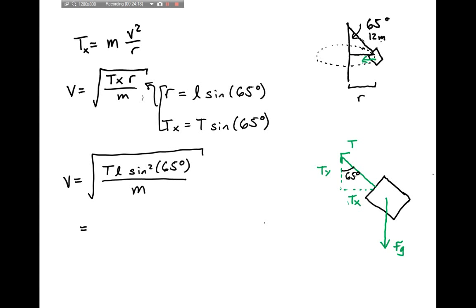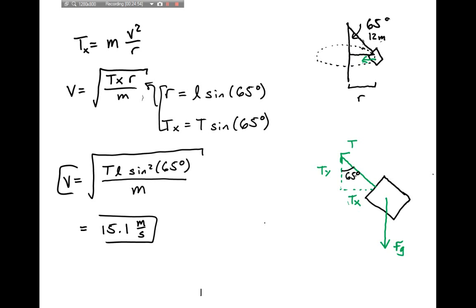Now at this point, I just have to plug all this into a calculator. I found the tension in the chain. That was from part 1. I know that's 5,110 newtons. I can calculate the sine of 65 degrees with a calculator. The length of the chain was given to me. That was 12 meters. And the mass was given to me as well. That's 220 kilograms. So if I now just plug all these numbers into a calculator, I see that this is equal to 15.1 meters per second. So that's how fast this object has to be moving to have this chain be at an angle of 65 degrees.